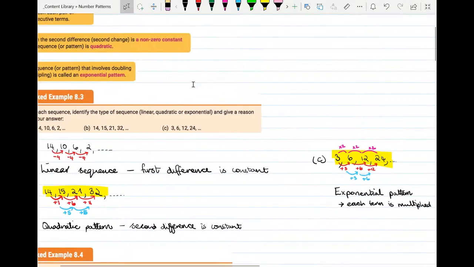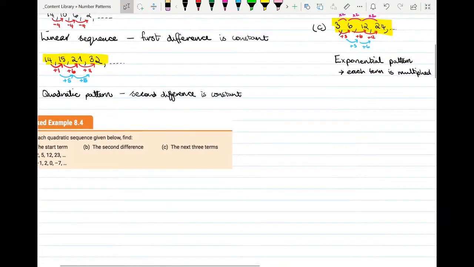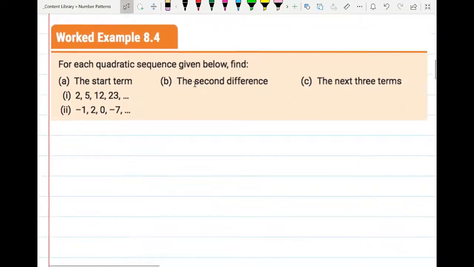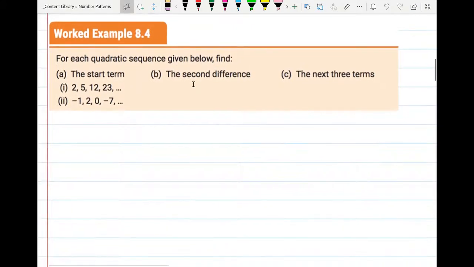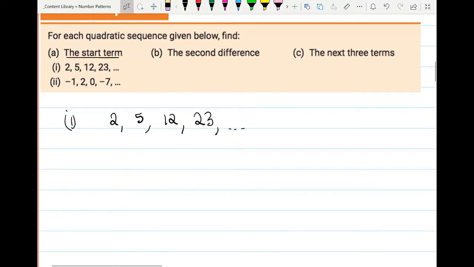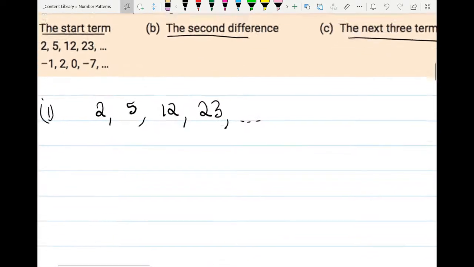So let's have a look at another example. And this time we're going to look a little bit more closely at quadratic patterns or quadratic sequences. There's 2 given here, and I'm going to take them one at a time. The first one is 2, 5, 12, 23, and it continues on. Now they want 3 things: the start term, the second difference, and the next 3 terms. So I'm going to go through all of those now.